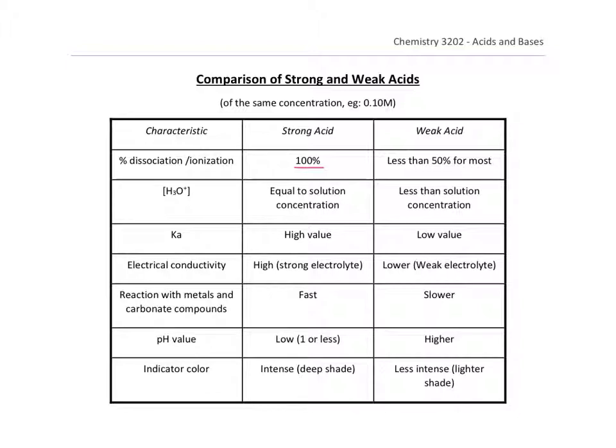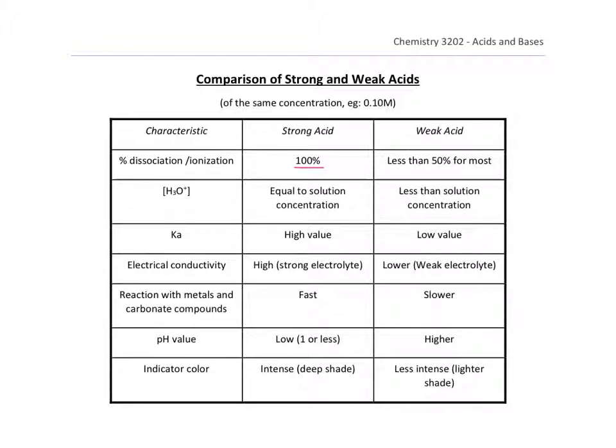Strong acids have a high electrical conductivity since it is a strong electrolyte. Recall that 100% of the solution is in ion form. However, weak acids have a much lower electrical conductivity since less than 50% of the solution is in ion form. Recall the kinetics lab. Strong acids have a very fast reaction with metals and carbonate compounds, while weak acids have a slower rate of reaction.